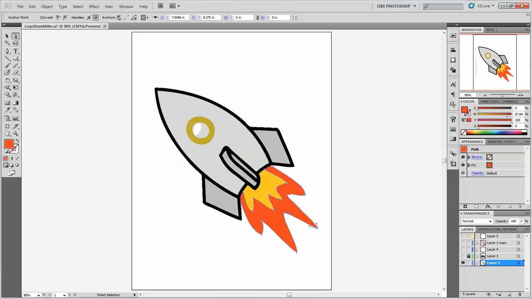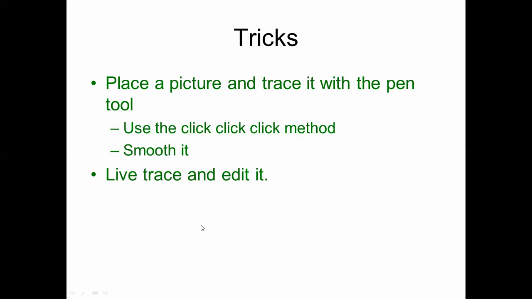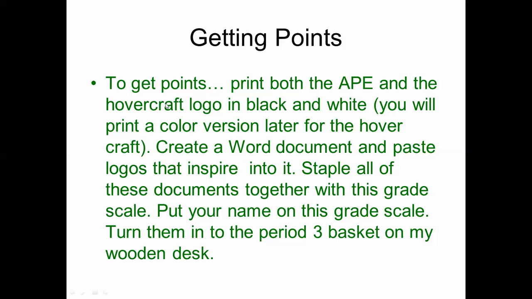Let's go back and let's finish this thing up with the PowerPoint spiel. Okay, so we have already done this. Those are the tricks. All right, and read this. This is how you get your points. Basically, you print up your monkey. You print up your hovercraft logo in black and white when you're done. You print up your notes that you took. You print up your Word document that had all your logos on it. You staple this all together and you throw it in the basket. Okay, so all your work gets stapled together, thrown in the basket, and that's how we grade it. Ready, get set.